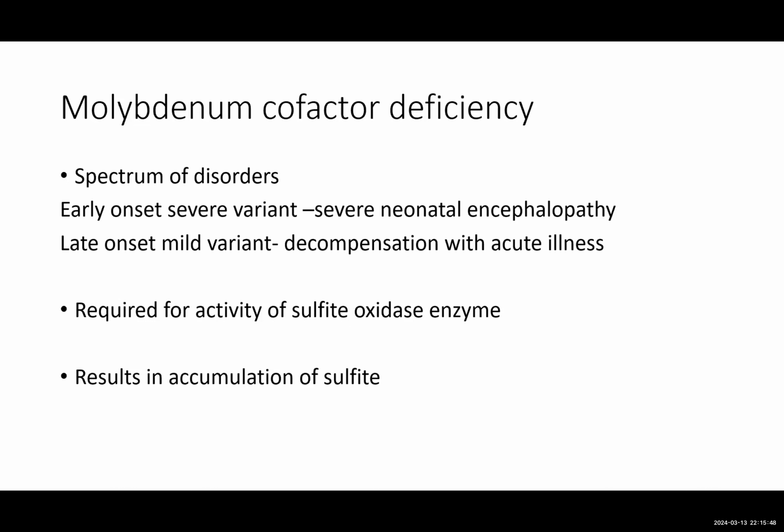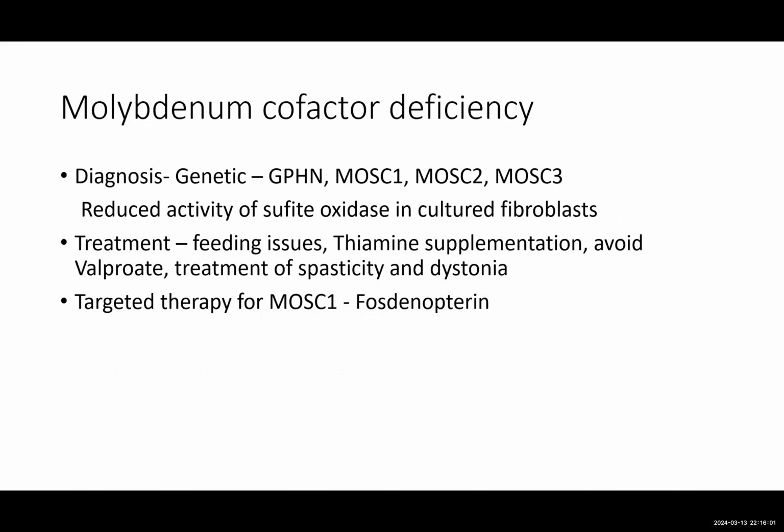The main mechanism is that it's required for the activity of the sulfite oxidase enzyme, and the metabolic abnormality is caused by the sulfite, which accumulates and causes toxicity. The main diagnosis is genetic, and it also shows biochemical abnormalities like reduced sulfate, reduced homocysteine, and reduced uric acid. You can get different gene abnormalities: GPHN, MOCS1, MOCS2, and MOCS3. And you can also get reduced sulfite oxidase activity in cultured fibroblasts.